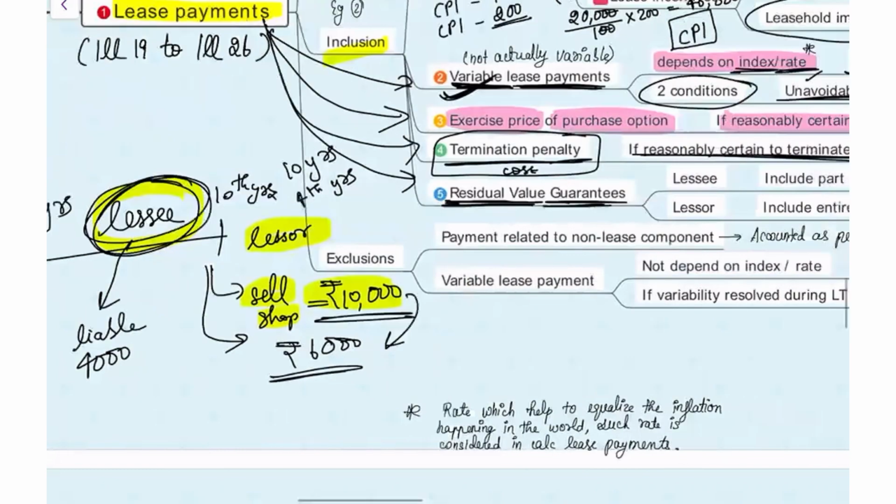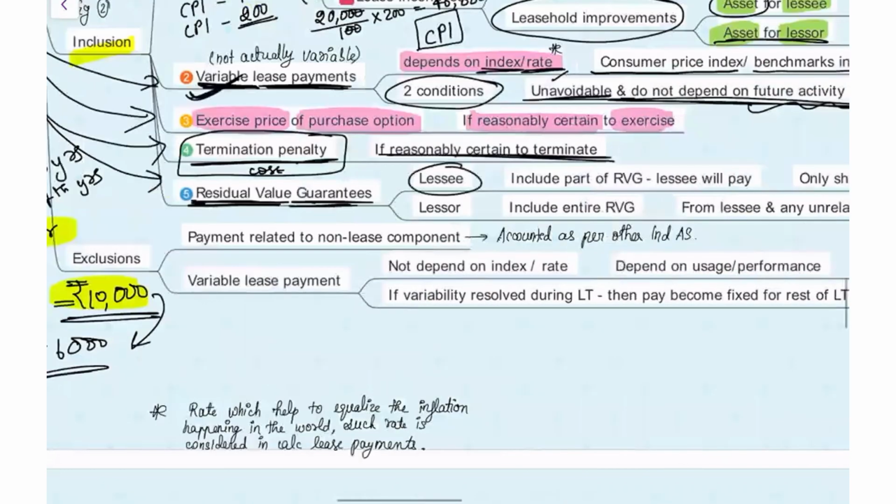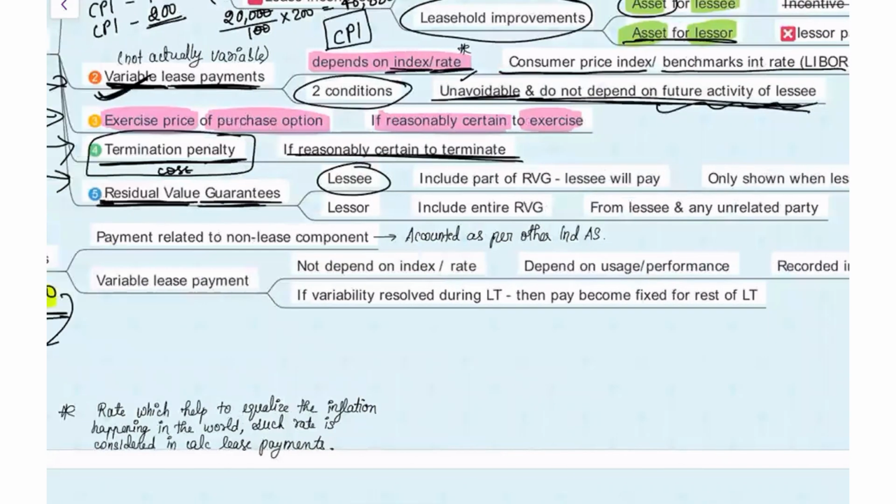So from the lessee's perspective, whenever you're calculating your lease payments, you have to include the part of the residual value guarantee which you think the lessee is going to pay. So if I'm the lessee and I have guaranteed that the lessor will get 10,000 after 10 years, but I know that I will not use the shop in such a way, so the value might go down to 6,000. So I'm expecting that 4,000 I might have to pay in the future. So that 4,000 you can include in your lease payments. Okay.